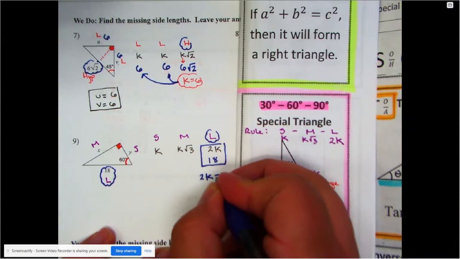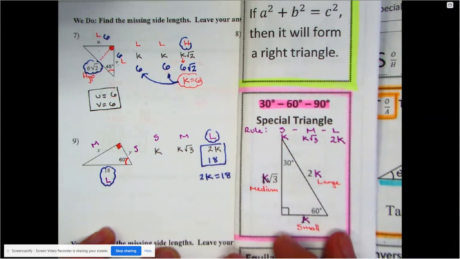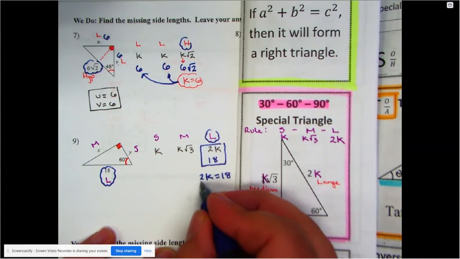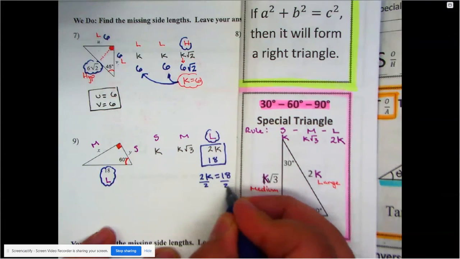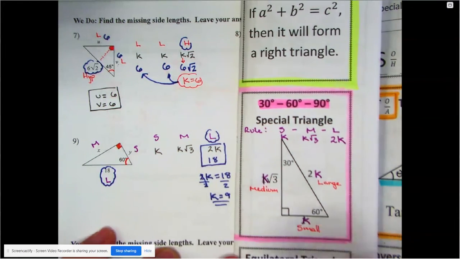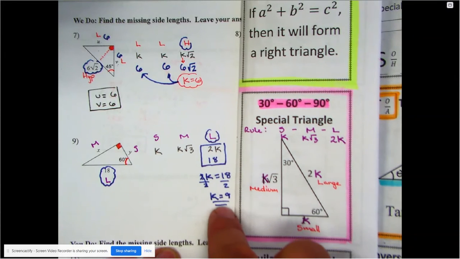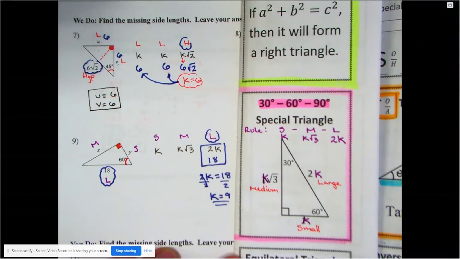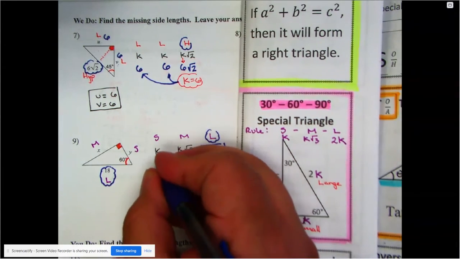2K has to be 18. And if 2K has to be 18, well, look, divide by 2. K is equal to 9. There's the scale factor. I can now bring this 9. Anywhere I see a K, I'm going to bring in the number 9. So I see a K right there. I'm going to put the number 9.